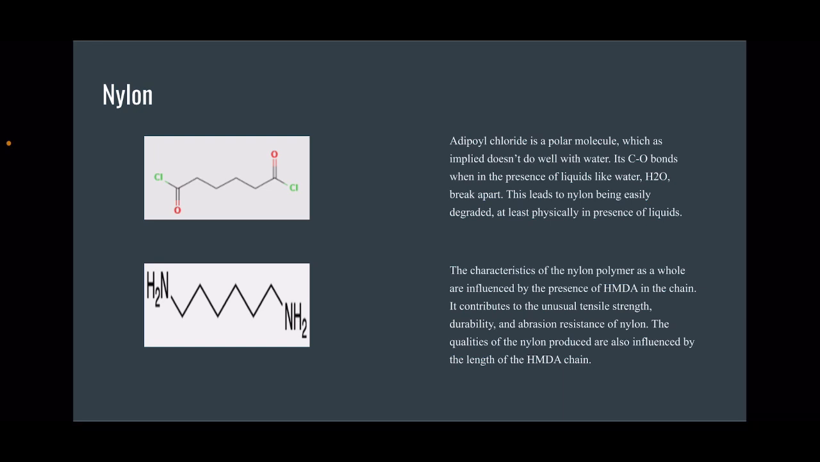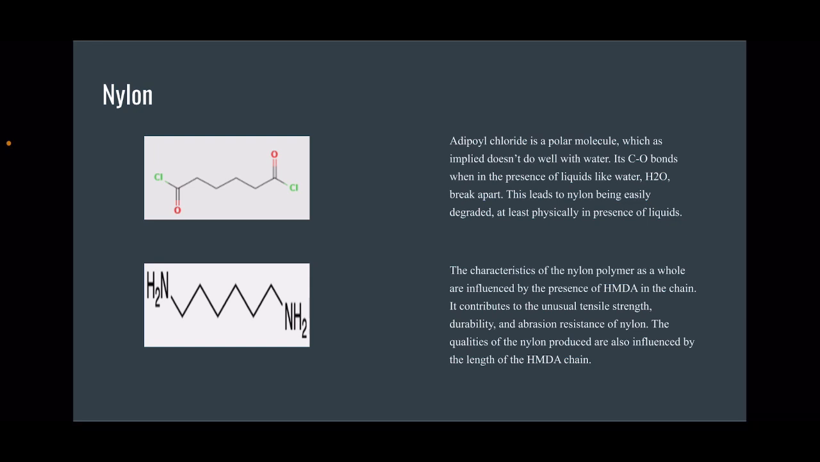HMDA is among the monomers that are used to make nylon in the manufacturing process, and the nylon polymer chain is formed in a condensation process, which involves the use of HMDA and adipic acid, which is another name for the first monomer that I looked into. In this process, a repeating unit is formed in the nylon chain, and the combination of HMDA and this acid creates a polyamide structure. The characteristics of nylon as a whole are influenced by the presence of HMDA in its chain.